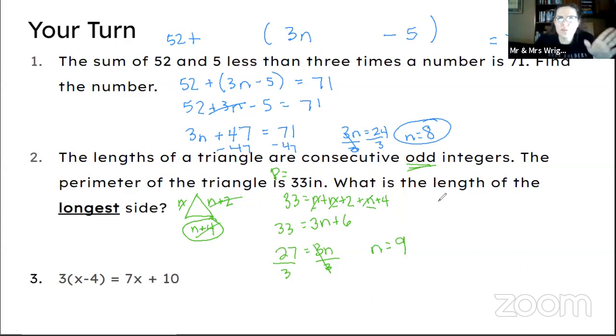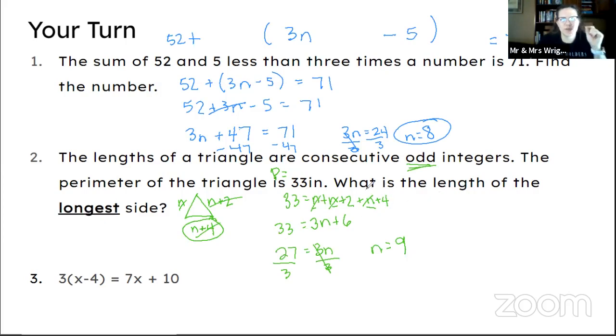Now, this is a word problem. Up here, I shouldn't have left it as n equals 8. I should have written the number is 8 because it's a word problem. I should have a word answer. So here I have a word problem. I need a word answer.